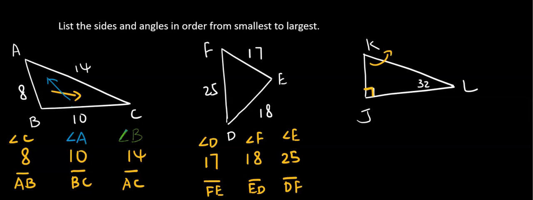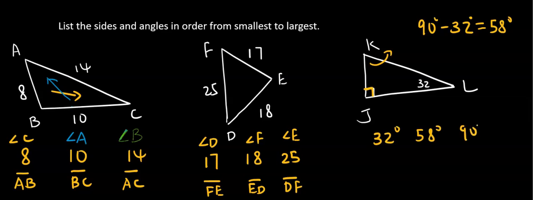The theorem says in any right triangle, the two acute angles are always complementary. So 90 minus 32 gives us 58 degrees. So this missing angle is 58. Now we can list the angle measures this time: 32, 58, and 90. 32 is angle L, 58 is angle K, and 90 is angle J.